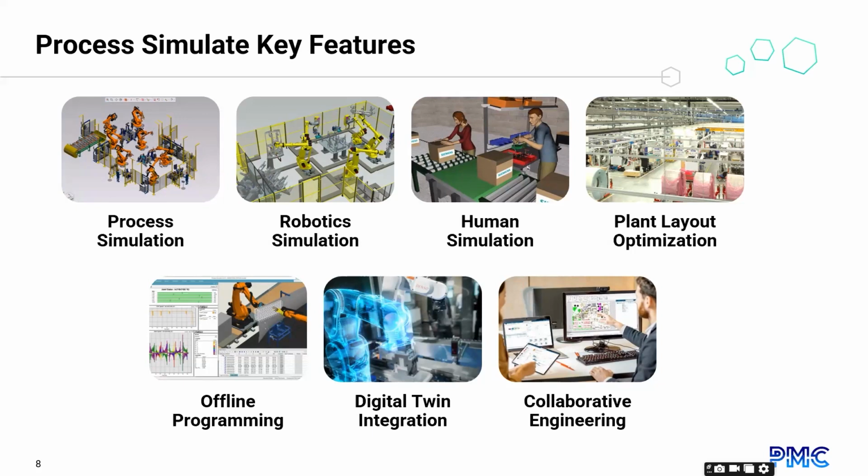Digital twin integration. A digital twin is a virtual representation of a physical system or product, so it allows for real-time monitoring, analysis, and optimization. And we have collaborative engineering, which allows multiple users and engineers to work on a project simultaneously. This can enhance communication and coordination among different teams that are involved in the manufacturing process.